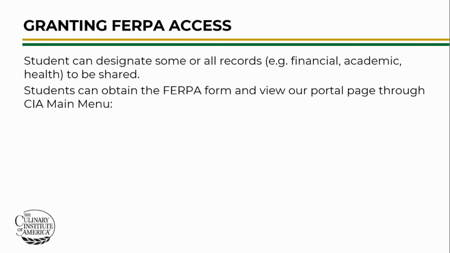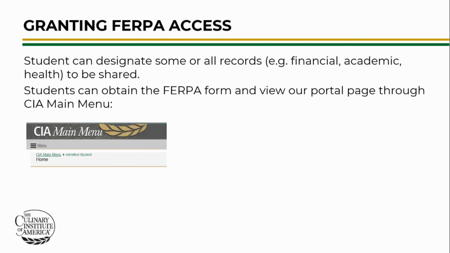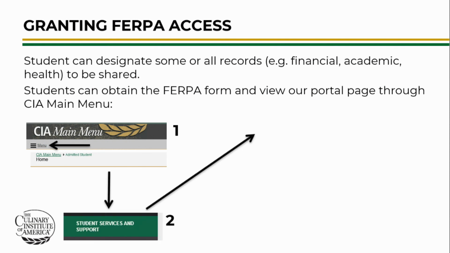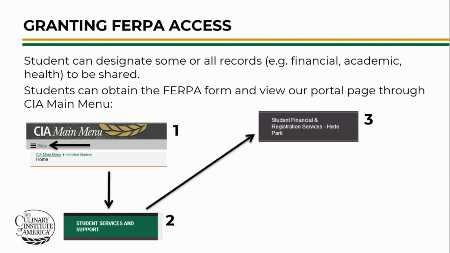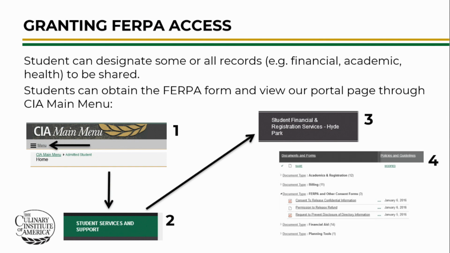In order to do that, the student can obtain an actual document. We call that the FERPA form. And how they get that document or access that document to sign is through the CIA main menu. There's going to be a Student Services and Support tab, and under that tab there will be Student Financial Registration Services section. In that section, Documents and Forms, you will see the consent to release confidential information. We actually need the student to print that out, complete it, and sign it in order to grant someone access.